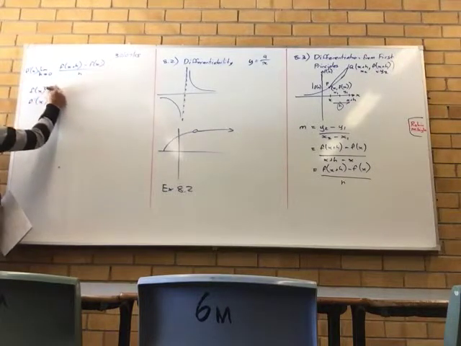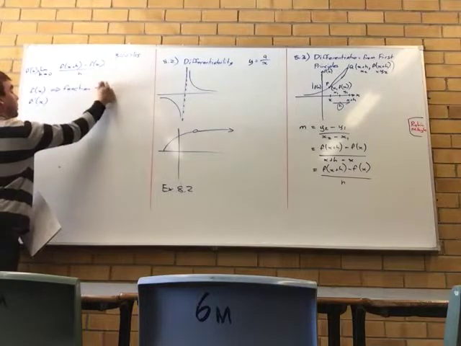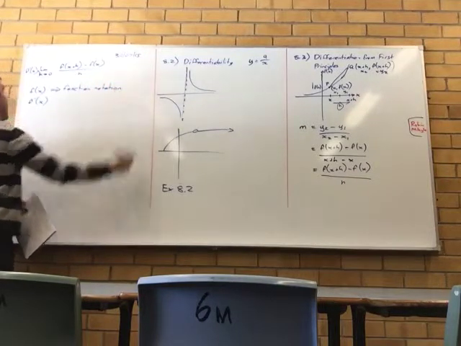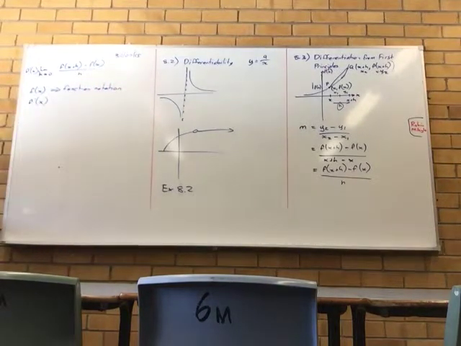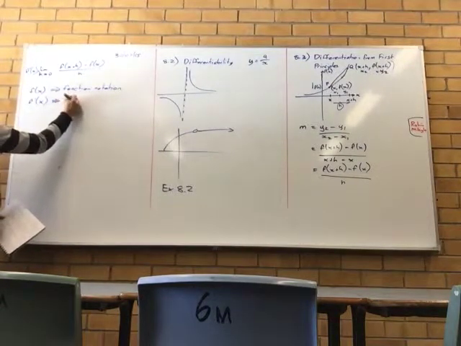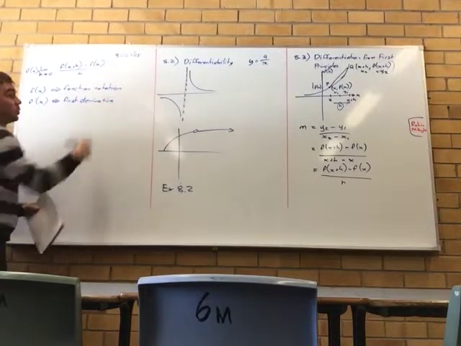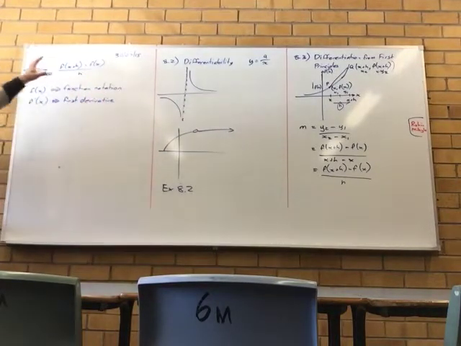so this is the function notation, and then the dash is what's called the first derivative. Okay, which is what we did at the start of the lesson when we graphed the gradient function. That is the first derivative. Okay.